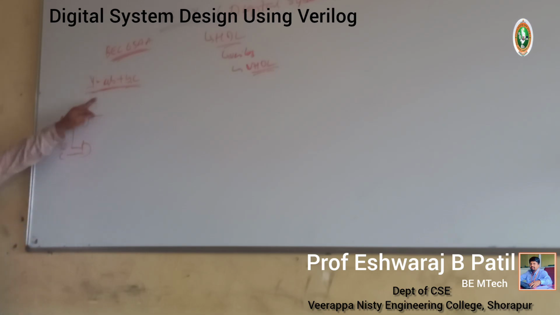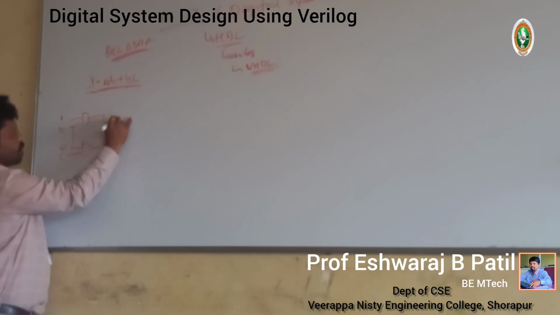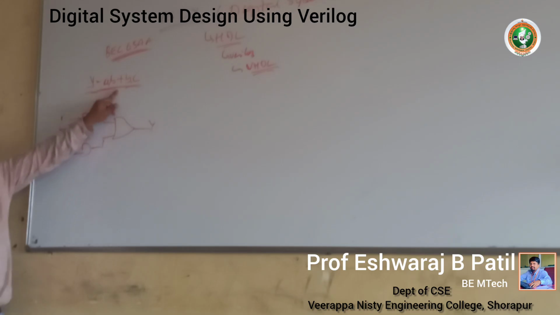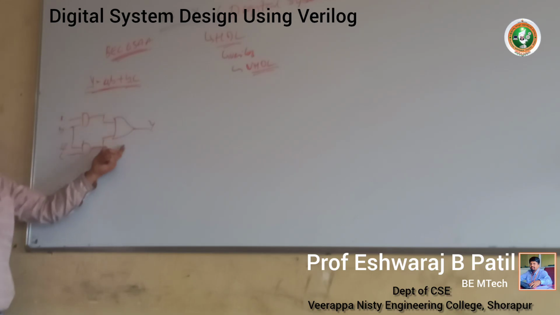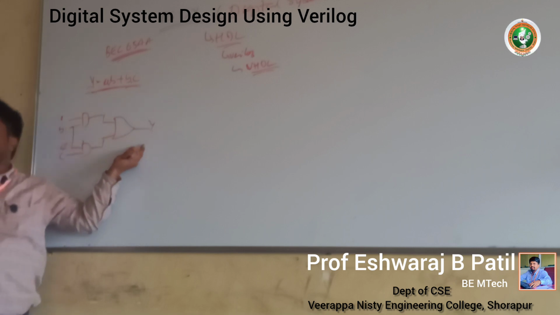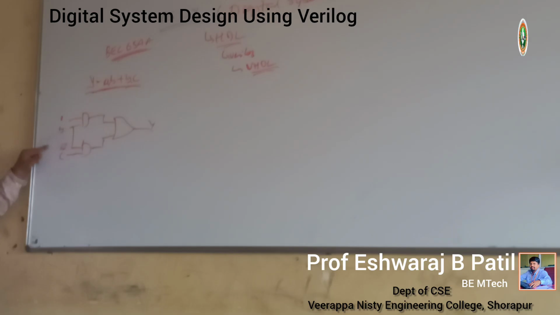B is very common between these two terms, so I am taking the interconnection between these two. This is the Y output. Because of the plus operator I am using the OR gate. For the AND operation I used AND gates, for the plus operation I used the OR gate, so that the output is only one that we call Y. The inputs are three: A, B, C.